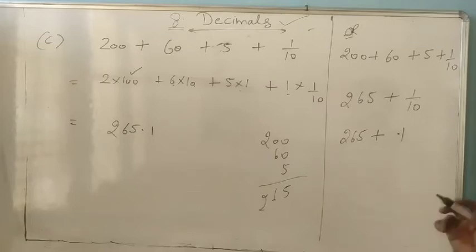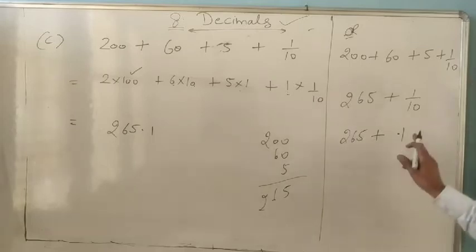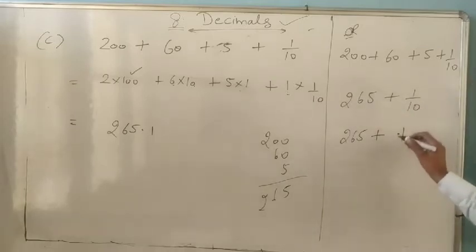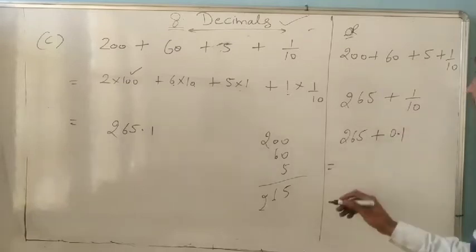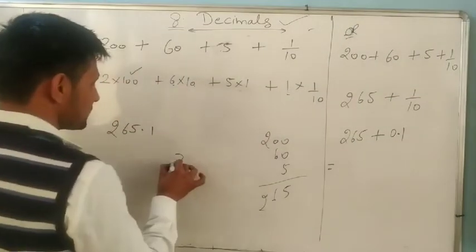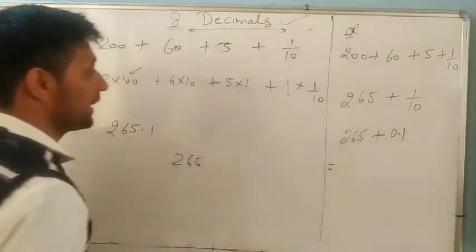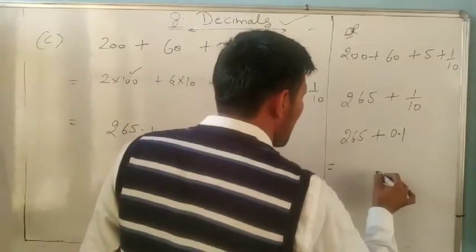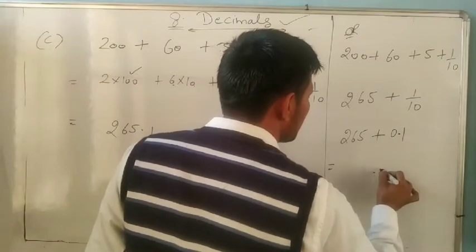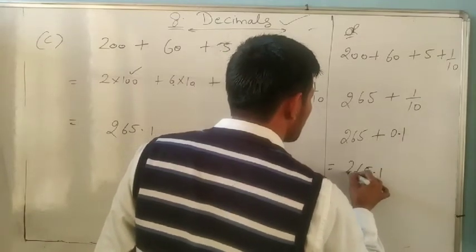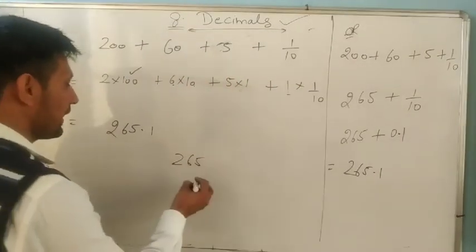So after decimal only 1 digit. After decimal only 1 digit because 1 0. So 0.1. So we will write 265 plus 0.1. So we will write point, and after point is 1 and 5 6 2. Okay. You can add like this one.